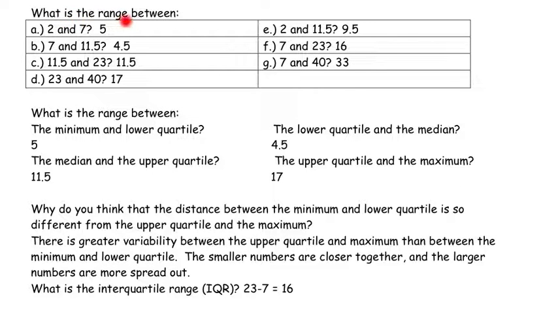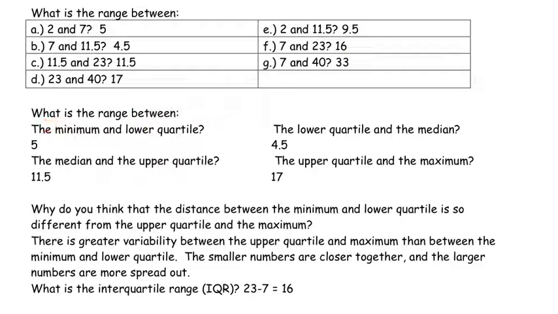Next, you had to find the range again. Between 2 and 7 is 5. 7 and 11.5 is 4.5. 11.5 and 23 is 11.5. 23 and 40 is 17. 2 and 11.5 is 9.5. 7 and 23 is 16.